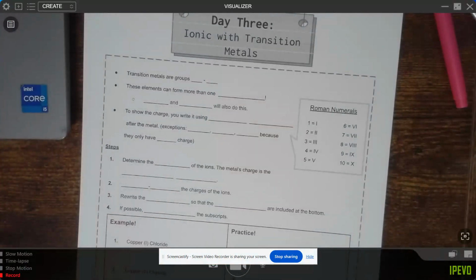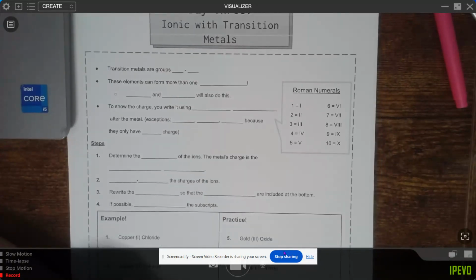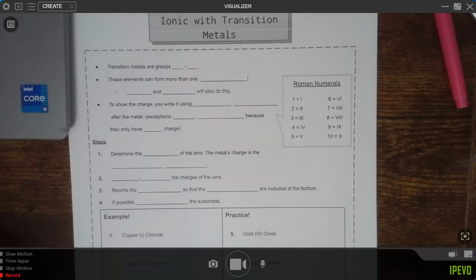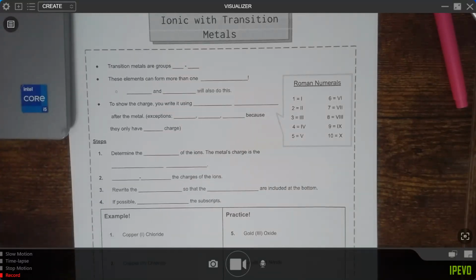This video will be going over how to do names and formulas for ionic compounds that contain a transition metal. As you know, we've kind of avoided the transition metals because we've said that they don't follow the rules. So we have to have a little bit of a specialized system to write names and formulas because those transition elements can have more than one charge.